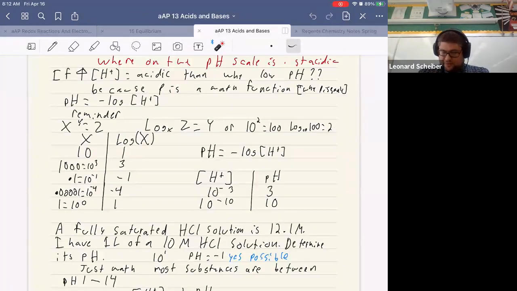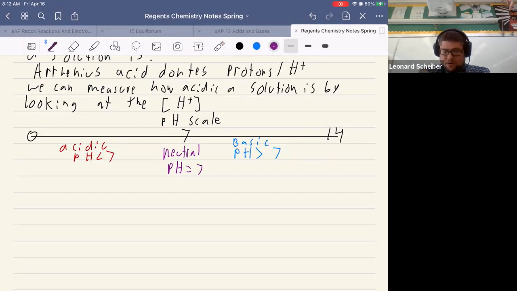P stands for the negative log. pH equals the negative log of the H plus concentration.